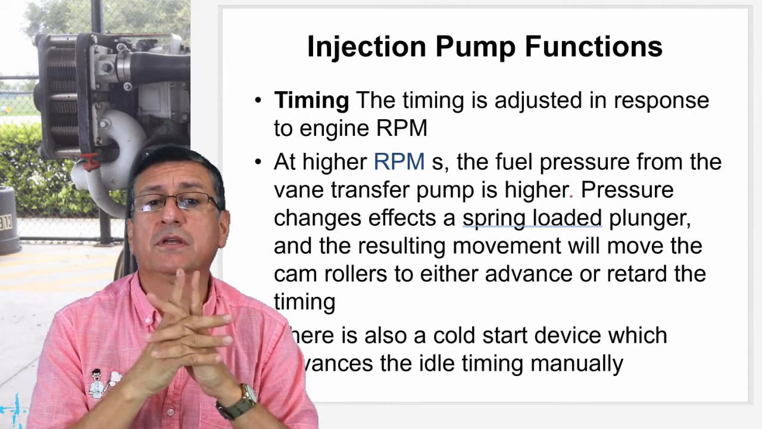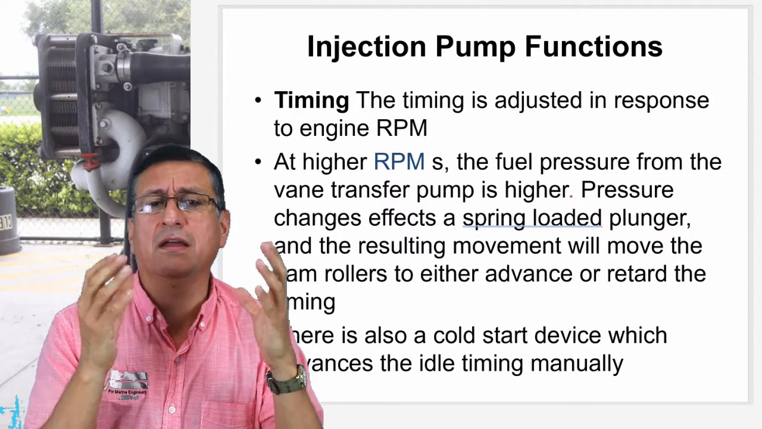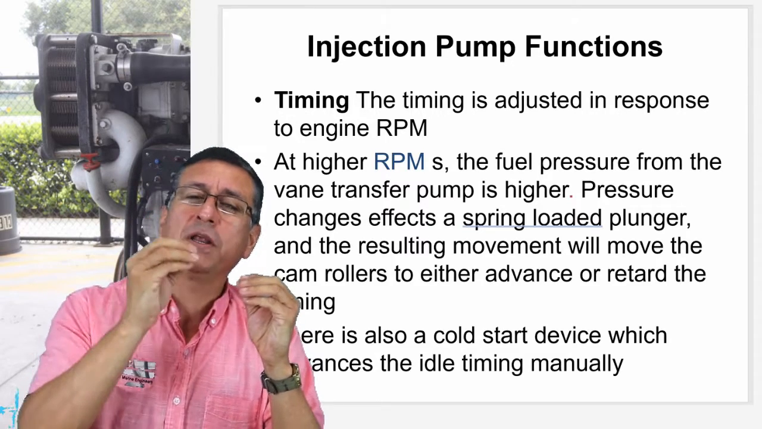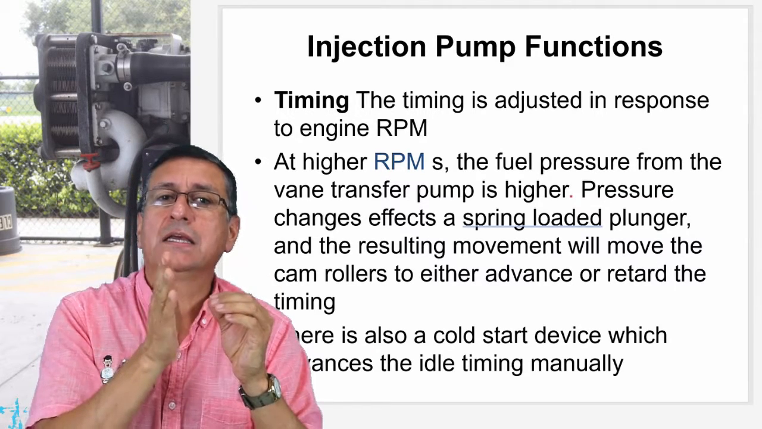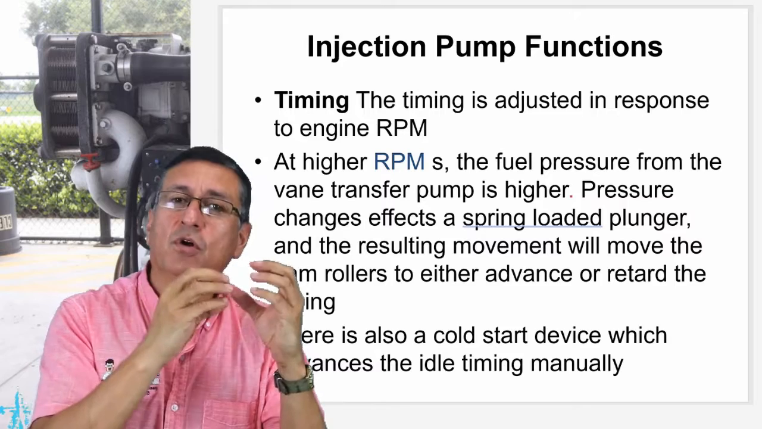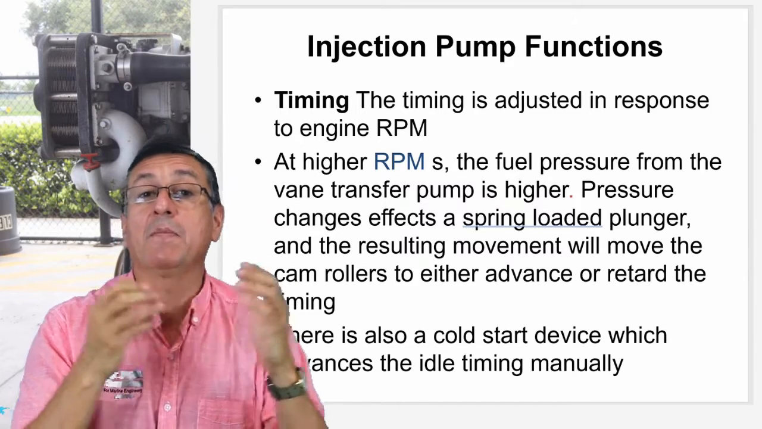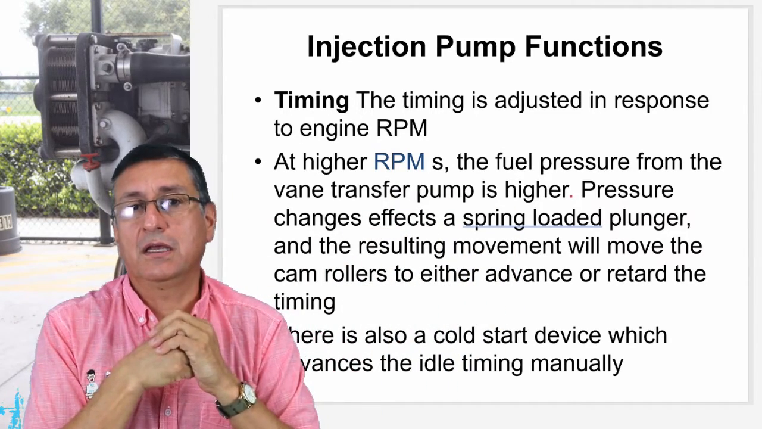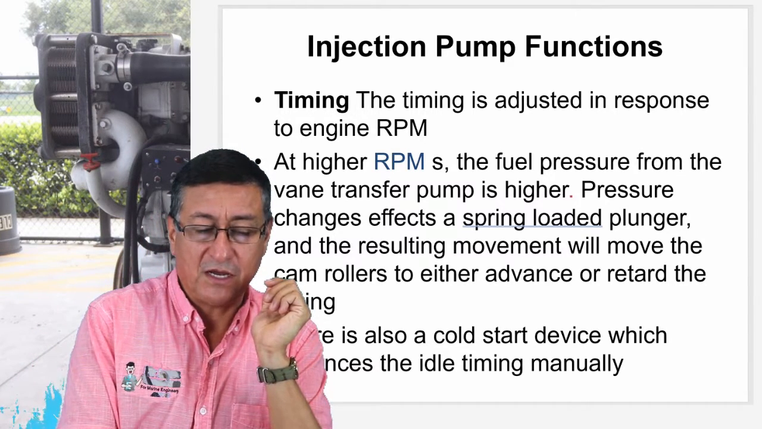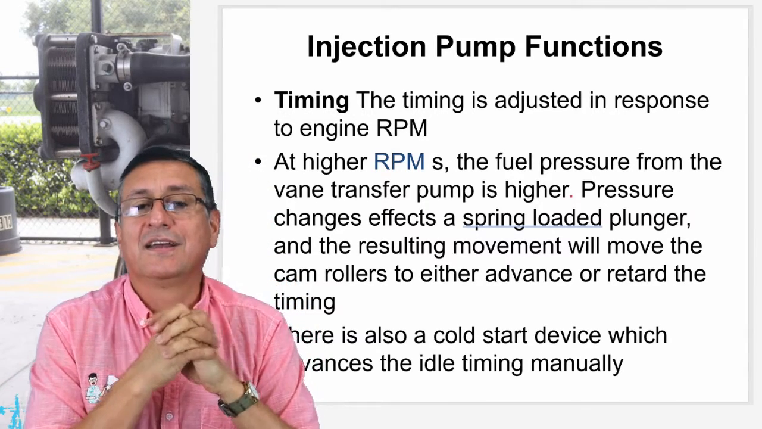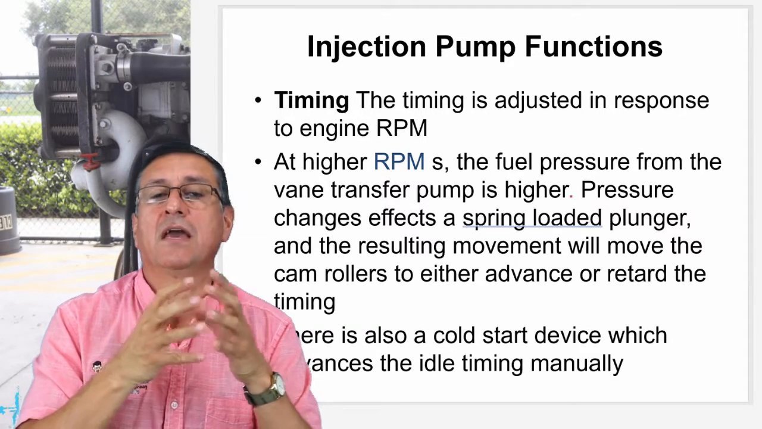At higher RPMs, the fuel pressure coming from the pump is higher. The pressure change effects are controlled by a spring and a plunger that I am going to explain right now in a long video, especially detailed with small demonstrations, where the RPMs are controlled and where the amount of air entering the combustion chamber is controlled. Okay, and also the fuel injection pump controls the cold start, especially in the morning at low temperatures, advancing or retarding the timing.